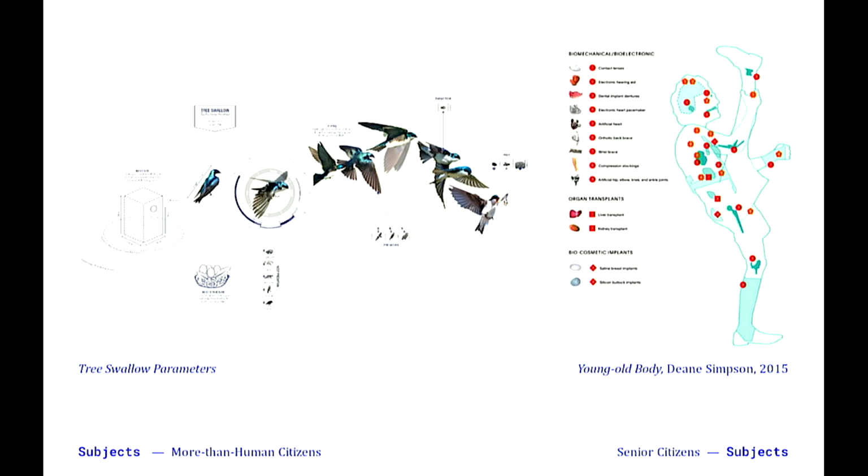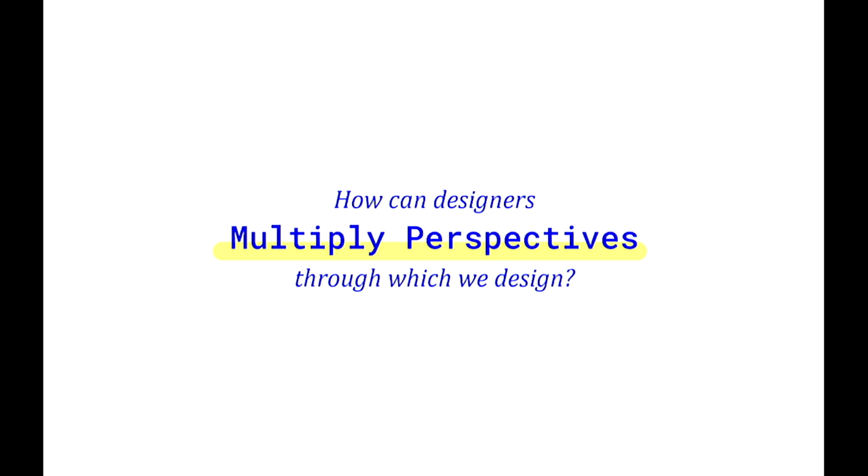But they both have very different subjects. So one continued a sort of focus on the more than human, and the other looked at a population that I would argue is often overlooked in architecture and design, which is our senior citizens, our young old, as Dean Simpson likes to call them.